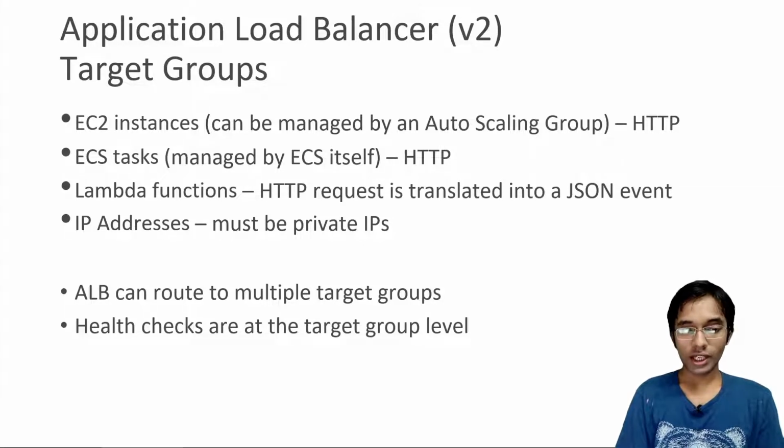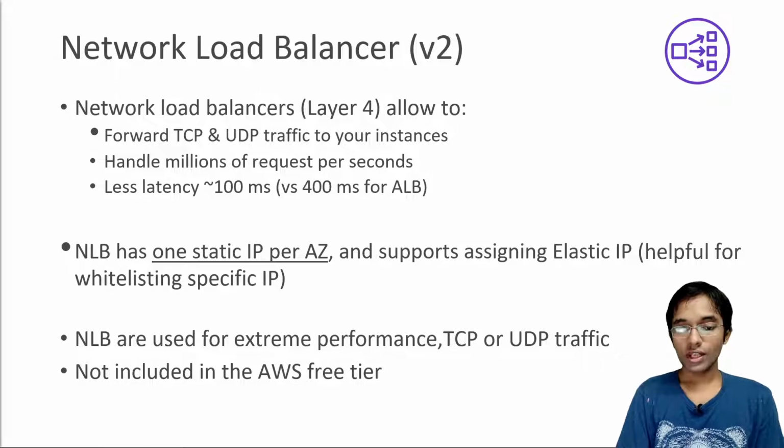Next we have the version 2, network load balancer. It's layer 4, and allows you to forward TCP and UDP traffic to your instances, and also to handle millions of requests per second. So it's very high performance. It has less latency than the application load balancer, around 100 milliseconds versus 400 milliseconds for the ALB.